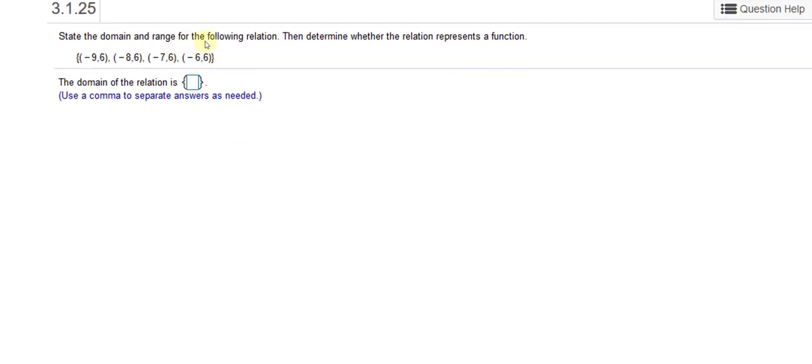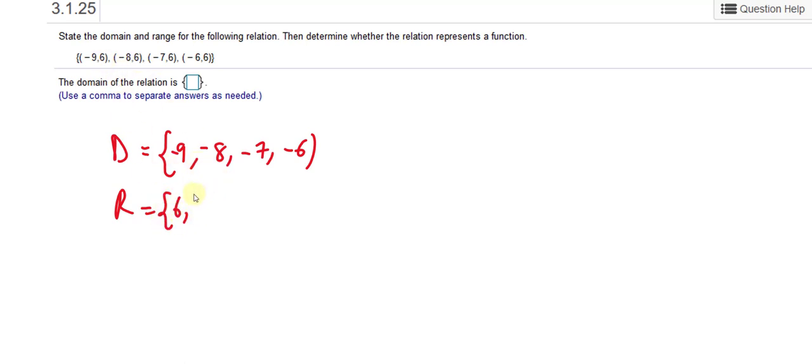State the domain and the range of the following relations, and then determine whether the relation represents a function or not. Okay, so the domain should be all the values of x, so minus 9, minus 8, minus 7, and then minus 6. The range is all the values of y, which is 6, also 6, and 6, and 6 again, so just one value of 6.